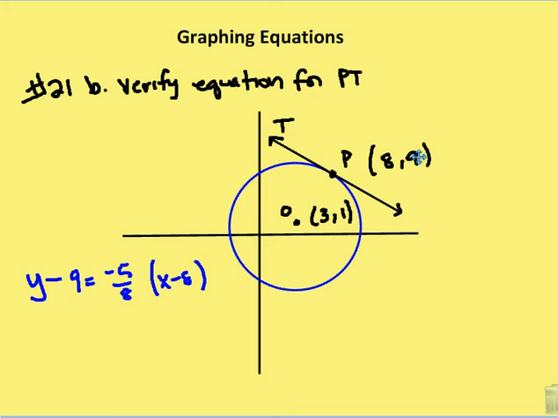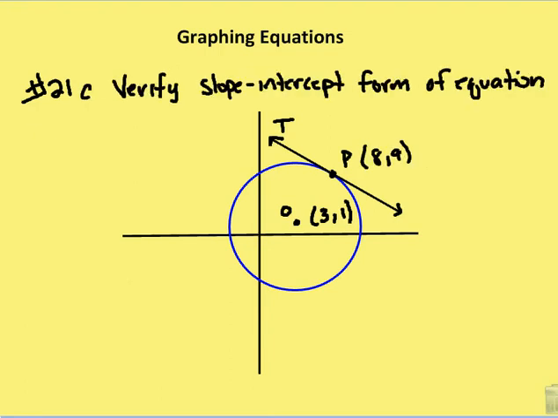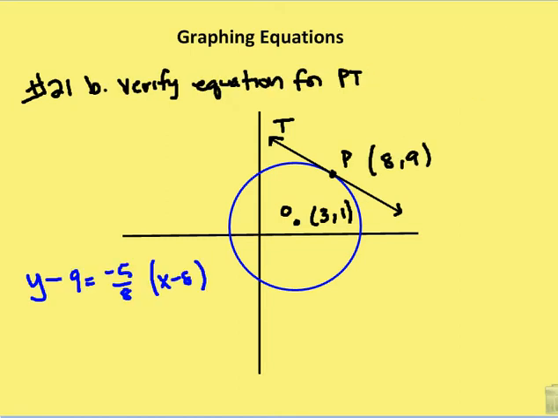So now I have y minus 9, 9 being my y1 value, my slope of negative 5/8, times x minus 8, and 8 is my x1 value. And here I have the equation for the line of PT. Finally, I'm asked to rewrite the equation for the line in point-slope form into slope-intercept form.